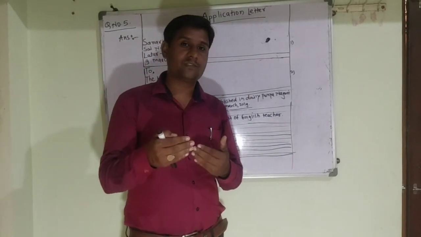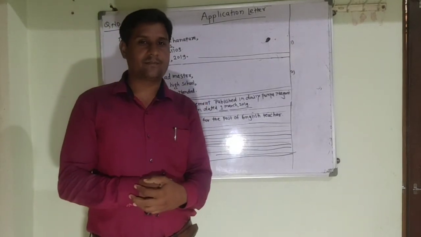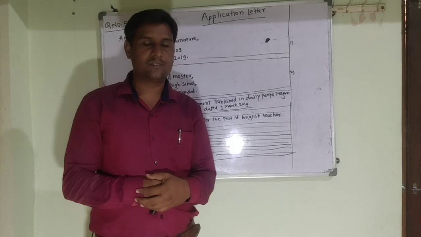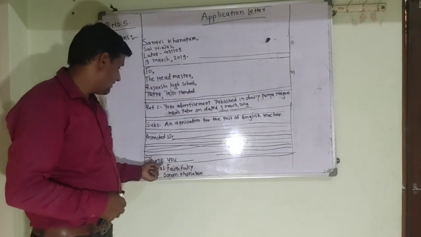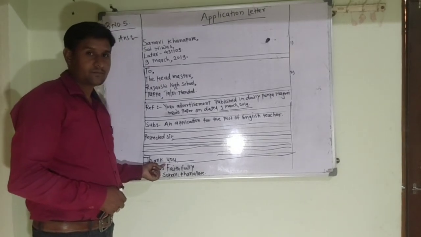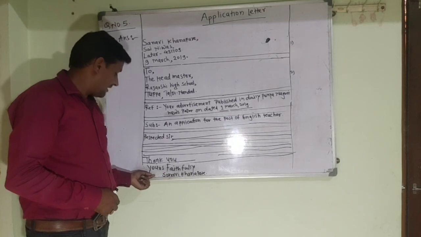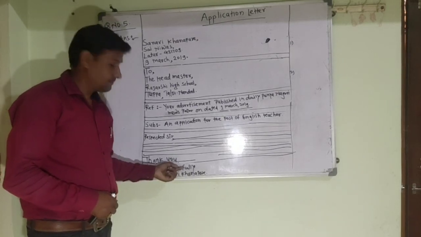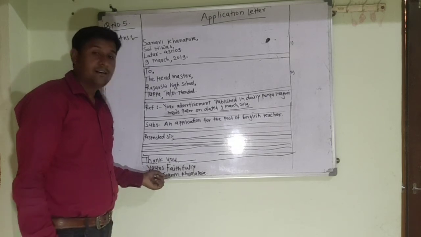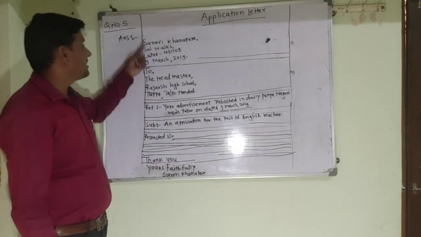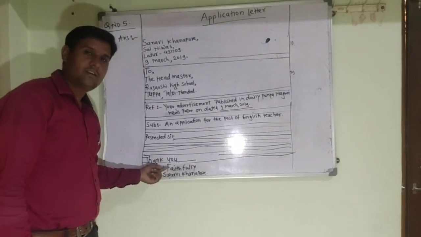After writing the letter body, you just close your letter. We call it a complimentary close, showing your gratitude, and after that you put thank you after your letter. Now the last point, we call it yours faithfully. You should write here yours faithfully, and after that write your name, which is mentioned in your question, like Sanvi Khanapure. You should put here Sanvi Khanapure.